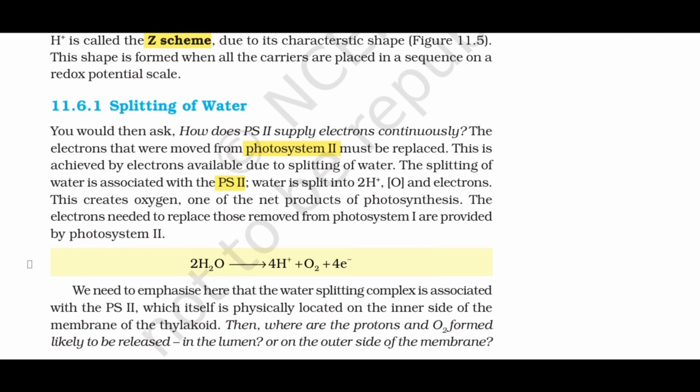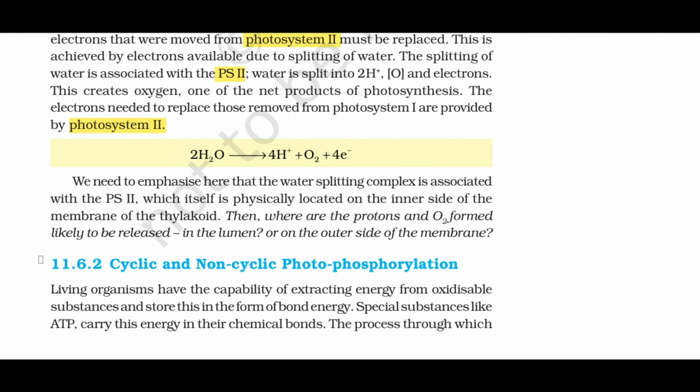This creates oxygen, one of the net products of photosynthesis. The electrons needed to replace those removed from photosystem I are provided by photosystem II. We need to emphasize here that the water splitting complex is associated with the PS2, which itself is physically located on the inner side of the membrane of the thylakoid.